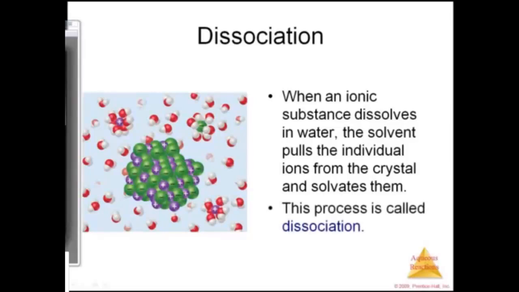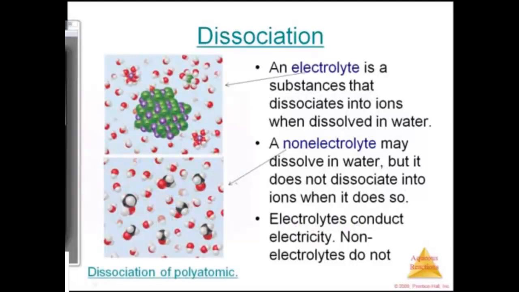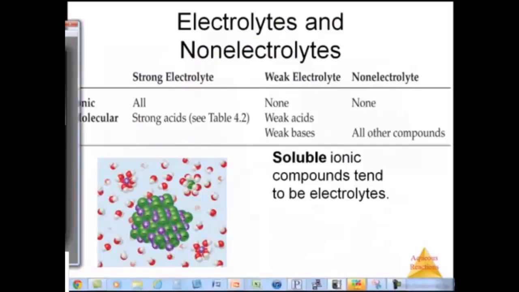We call the process dissociation. So when an ionic compound comes apart in water, we call it dissociation. An electrolyte is any substance that dissociates into ions when it's dissolved. Okay, so sodium chloride is an electrolyte because it comes apart as ions in water. A non-electrolyte is something that could dissolve in water, but it doesn't dissociate into ions. It stays together as molecules. Okay, electrolytes conduct electricity and non-electrolytes do not. This is what I wanted to show.